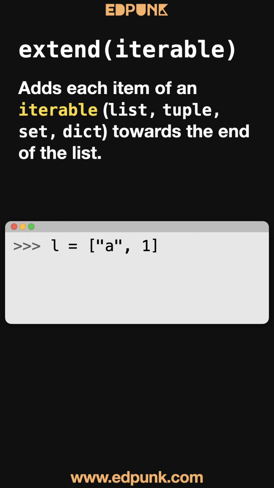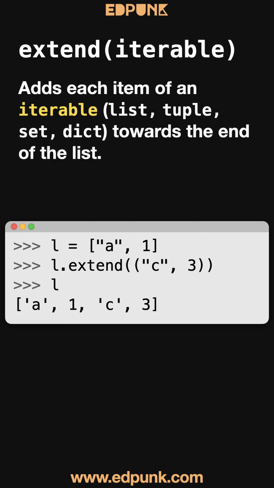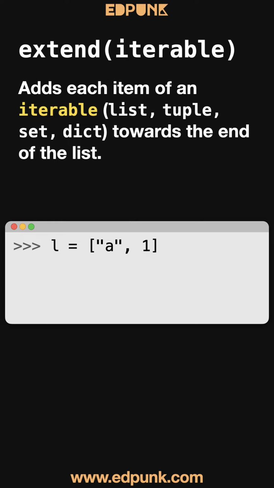When the iterable is of type tuple, let us assign a list containing items string A and int 1 to a variable L. Now, to add items string C and int 3 from a tuple, let us execute l.extend tuple of string C, 3. Now, let us display the list. The list L is now modified and new items string C and int 3 are added at the end of the list. Let us take another example when the iterable is of type set.